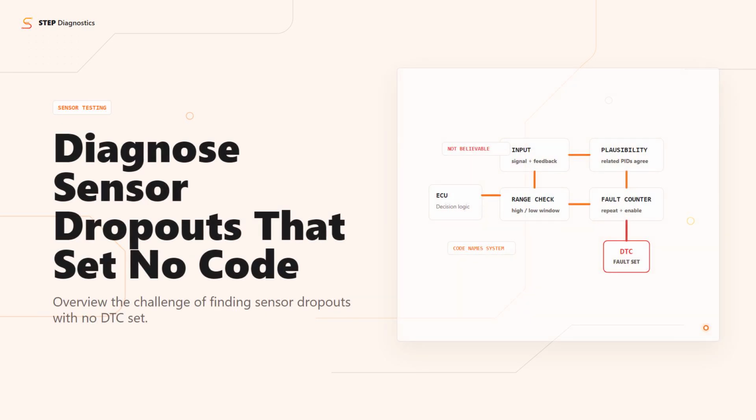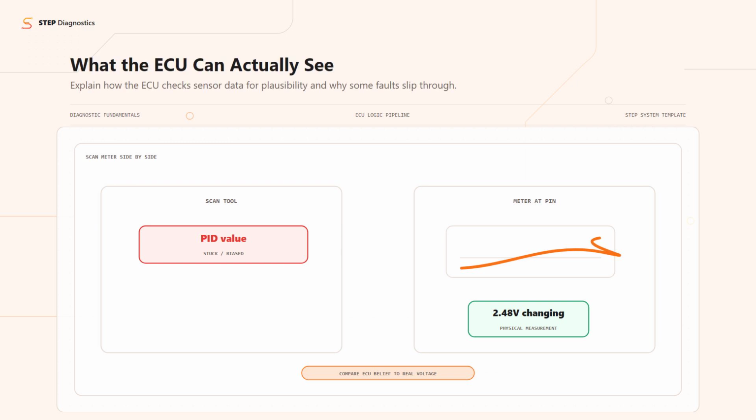Welcome to Diagnosing Sensor Dropouts That Don't Set Codes. We'll show how to prove these faults through circuit and plausibility checks, direct measurement, and not relying on a single scan value. ECUs check if sensor values look normal and if related sensors agree, but brief dropouts or identical bad signals can escape detection. Live data may look normal, even with an intermittent sensor path.